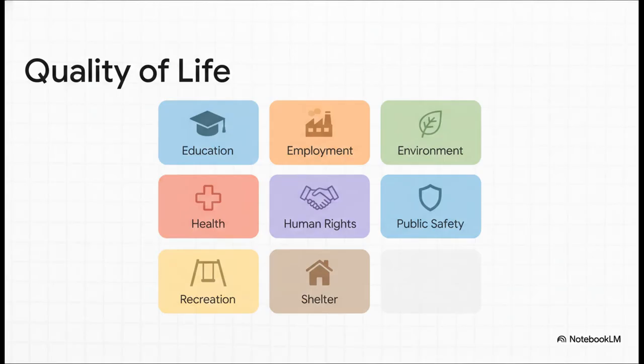So building on that idea, other groups started saying, hey, instead of trying to boil everything down to one single score, why don't we look at a whole dashboard of things? Stuff like public safety, human rights, and access to recreation. It gives you a much richer and frankly more honest picture of what life is actually like for people there.